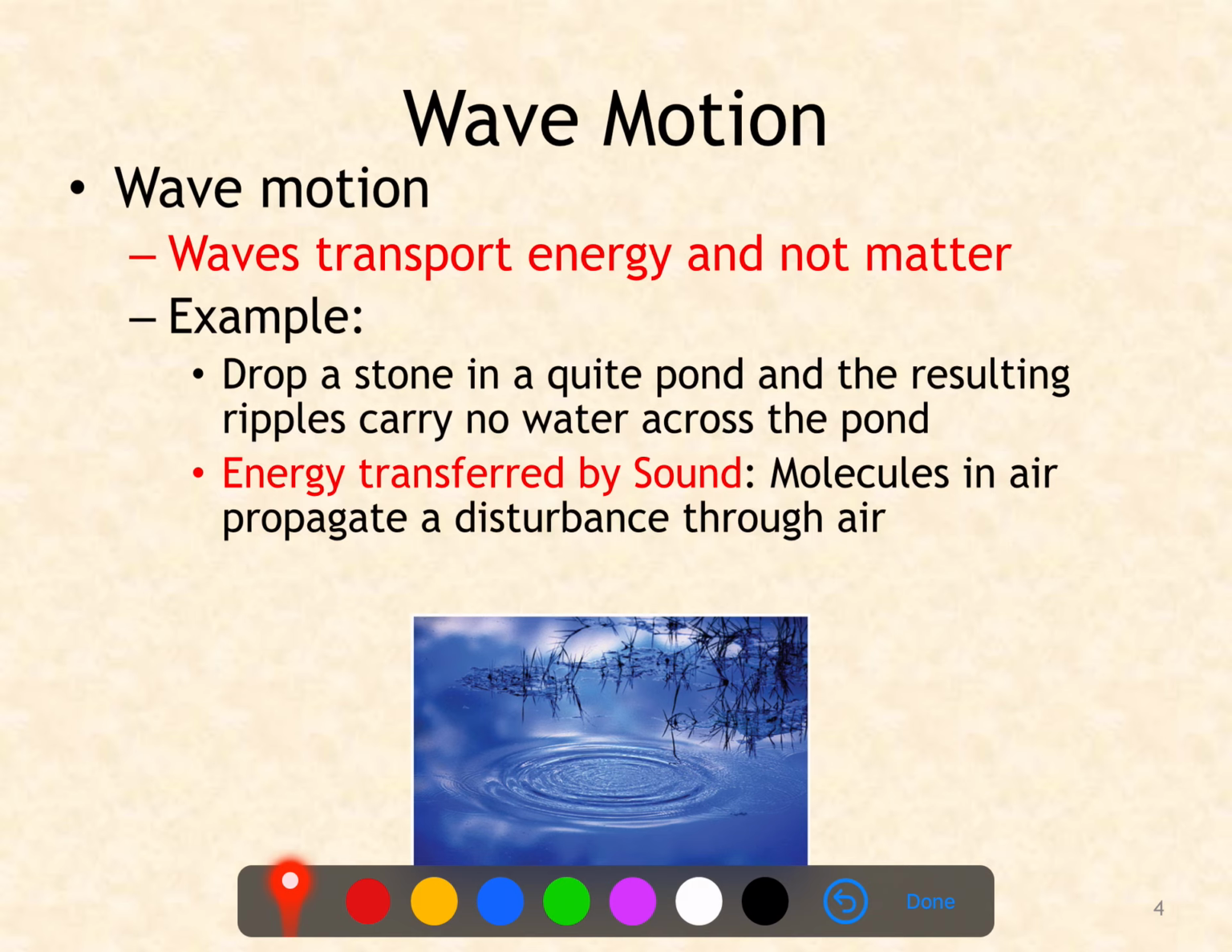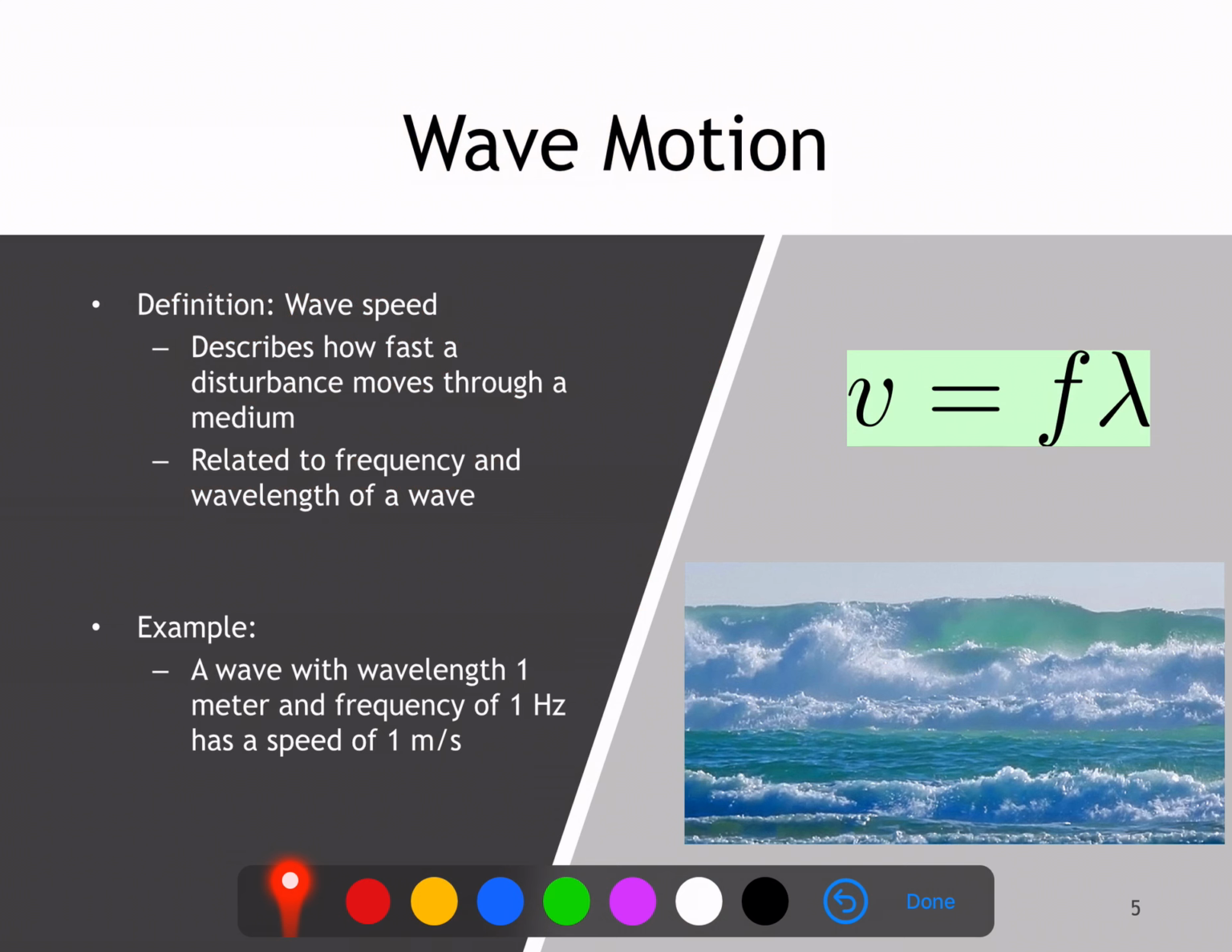Wave motion is a kind of motion which transports energy but not matter. So some examples of waves could be ripples on a pond, sound waves, waves on a string, and so on.